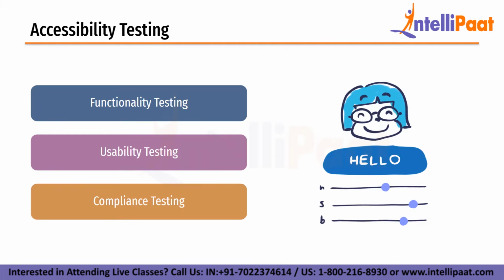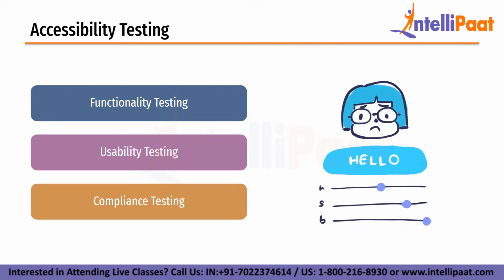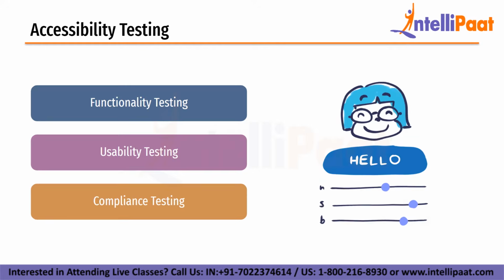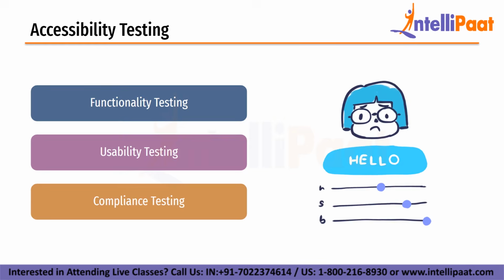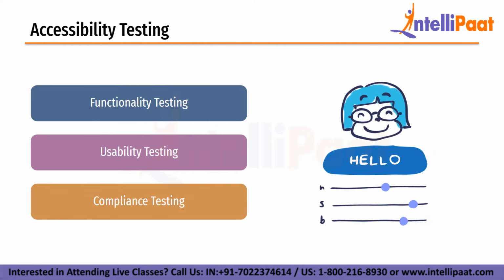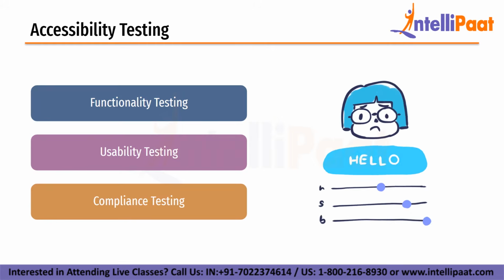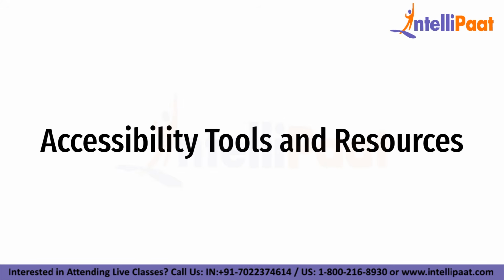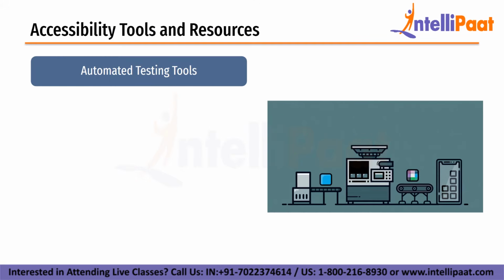In addition to manual and automated testing, it is also important to conduct user testing with people with disabilities to ensure that the website or application is truly accessible and meets their needs. User testing can help identify specific barriers or issues that may not be detected through other types of testing. Now let's move on to accessibility tools and resources. There are many accessibility tools and resources available to help web developers and designers test their content against the WCAG 2.1 success criteria and ensure that it meets accessibility standards. Here are some of the most commonly used tools and resources, starting with automated testing tools.